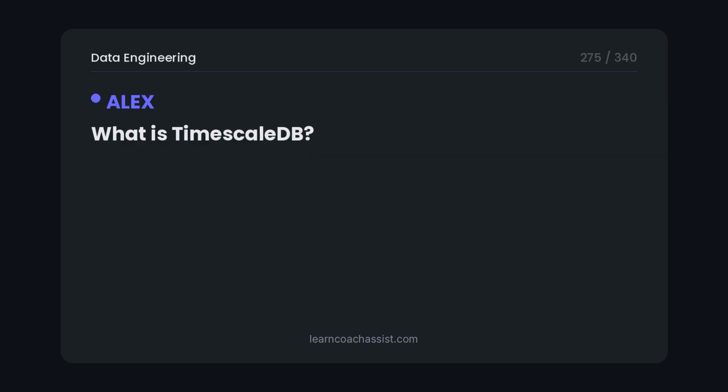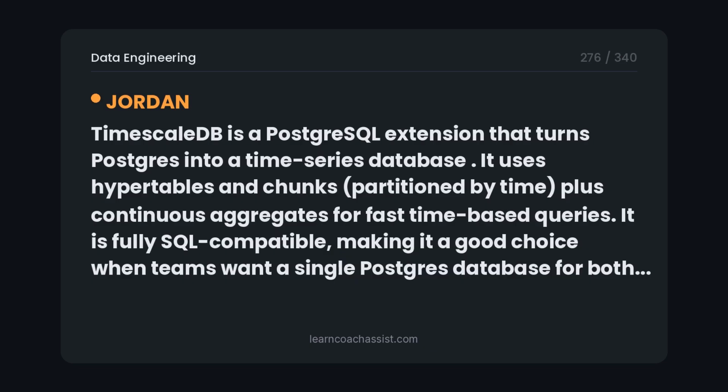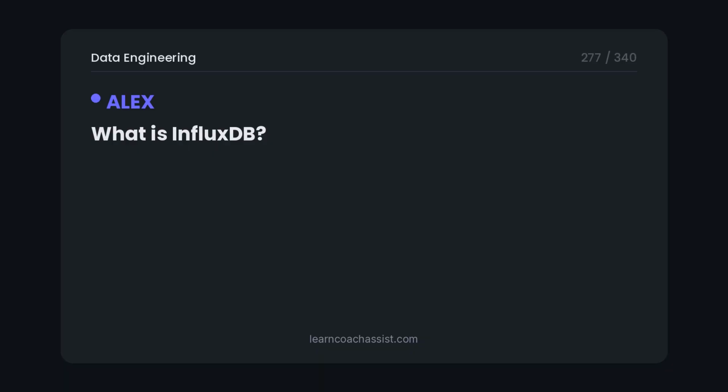What is TimescaleDB? TimescaleDB is a PostgreSQL extension that turns Postgres into a time series database. It uses hypertables and chunks, partitioned by time, plus continuous aggregates for fast time-based queries. It is fully SQL compatible, making it a good choice when teams want a single Postgres database for both relational and time series data. What is InfluxDB?